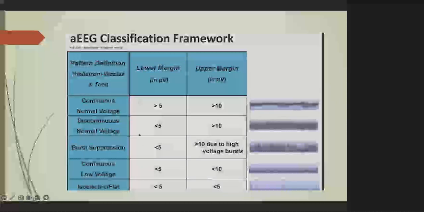In burst suppression, the lower margin would be less than 5 and the upper margin is more than 10, and at times it can be even as high as 25. During the suppressed states, the lower and the upper margins would be reduced. In the continuous low voltage, the upper margin is less than 10 and the lower margin is less than 5. While in the isoelectric, both the upper and the lower margins would be less than 5.